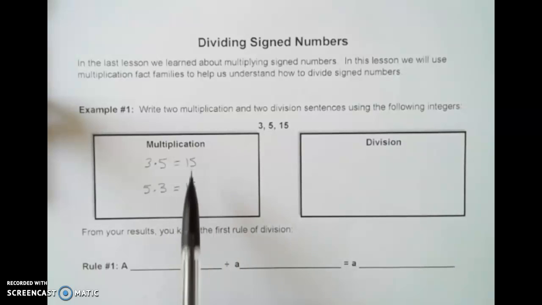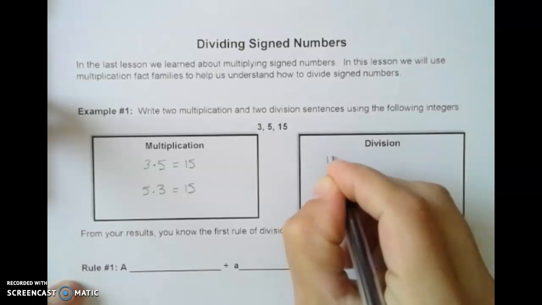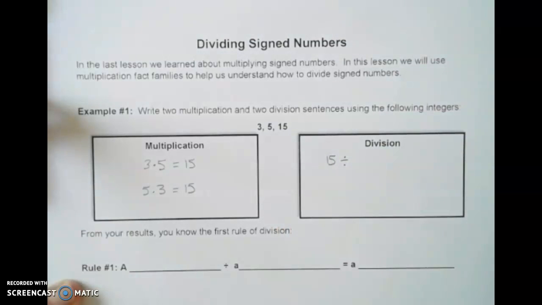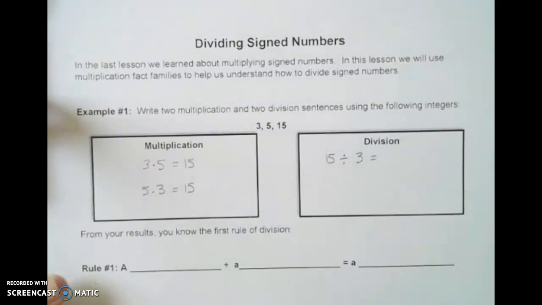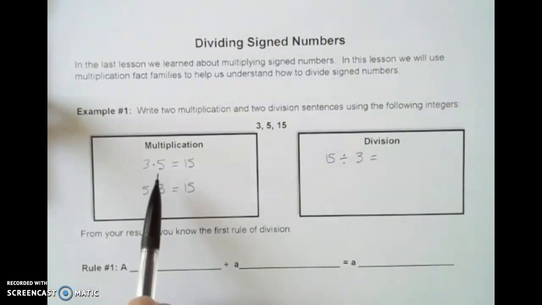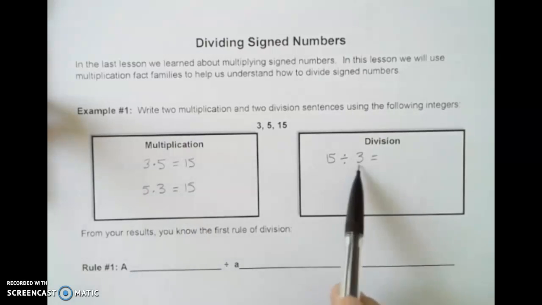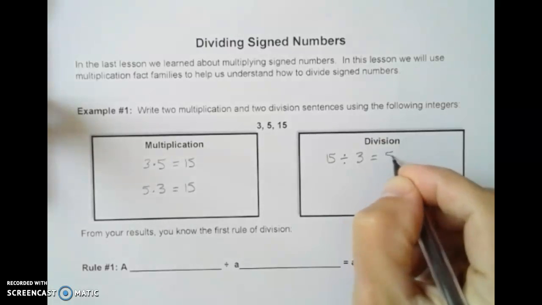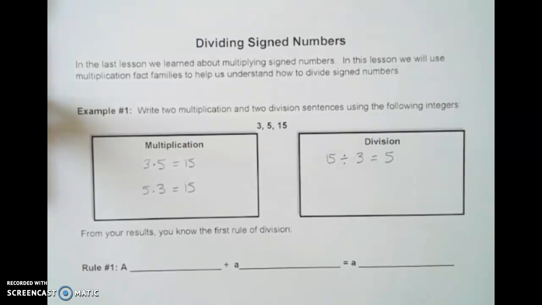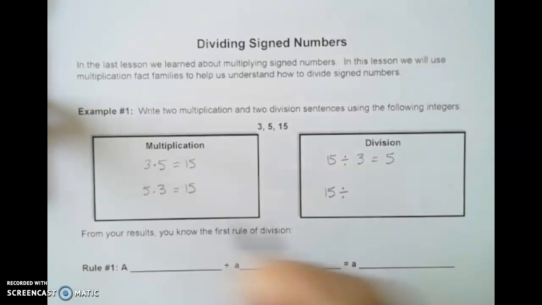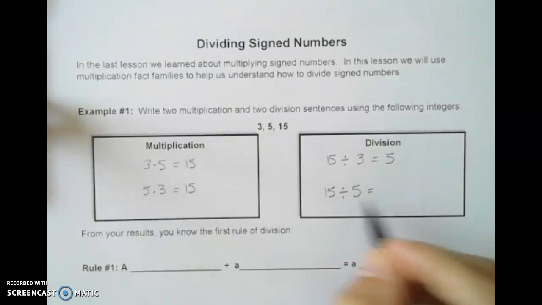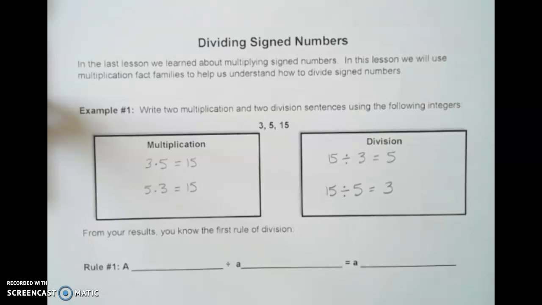So if I take the answer to the problem, the answer was 15, and I divide it by one of the integers, let's divide by 3, 15 divided by 3, I have to get the other integer that was involved in the multiplication problem. If 3 times 5 is 15, then 15 divided by 3 has to equal 5. Okay? Similar to that, again, if I start with 15, and this time if I divide by the 5, then again I'm going to have to get my other integer, which was 3. 15 divided by 5 is 3.